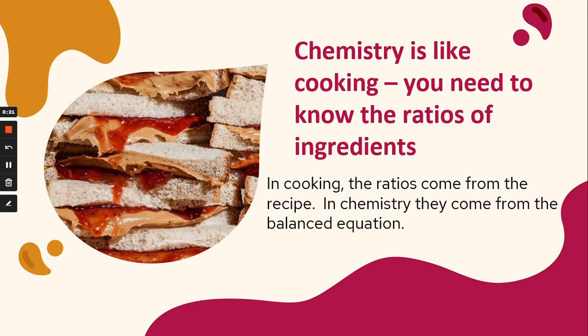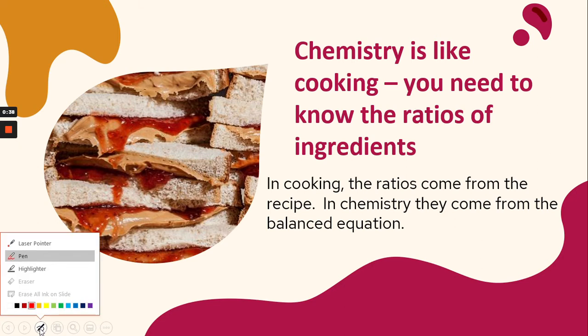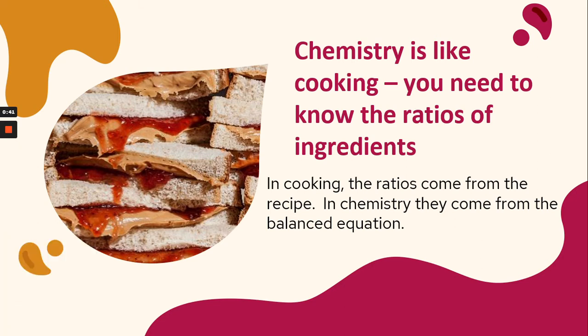When you go to cook something or even do something as simple as make a peanut butter and jelly sandwich, you need to know the ratios of all of the different ingredients so you can make the product, the peanut butter and jelly sandwich or the cookies or whatever it might be, so you can make the product to come out the way that you want it to. And that's the same thing with chemistry. Only instead of having a recipe like you do with cooking, you end up with a balanced equation. And that balanced equation is what's going to tell us our ratios.